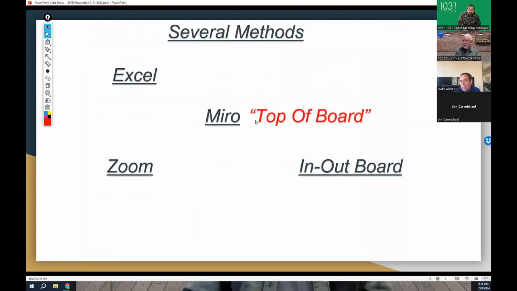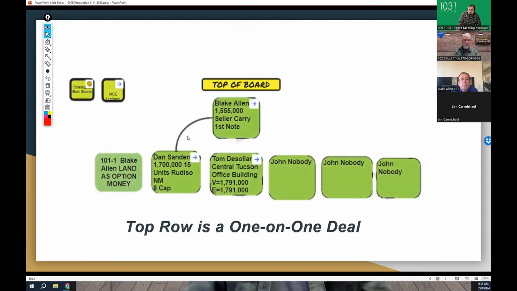So I use Miro, called top of the board. You can use Excel. I've done this in Excel. I've done it in Zoom. In Excel, I've actually created the squares and made it look exactly like I do on the digital whiteboard. But Zoom has a fairly good whiteboard on their program, and we're using Zoom right now, and one of the apps is a digital whiteboard. And John Spinola uses what's called the in and out board, and it's a form of the Xander board.